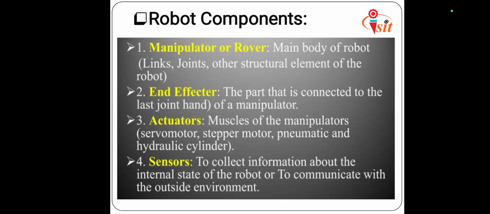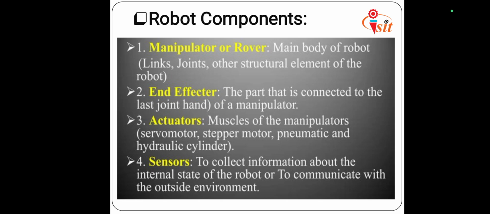Third important component is the actuator. Actuators are the muscles of the manipulator, which include servo motor, stepper motor, pneumatic and hydraulic cylinder. Most of the time we prefer electric motor. We can use pneumatic as well as hydraulic cylinder also for the actuation purpose.